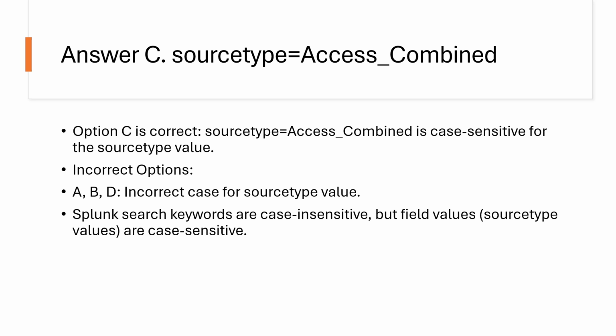Only option C gets the capitalization of the value right. Remember, command case doesn't matter, but value case does. That's your key takeaway for source types.